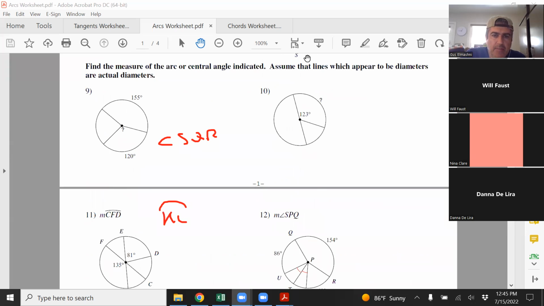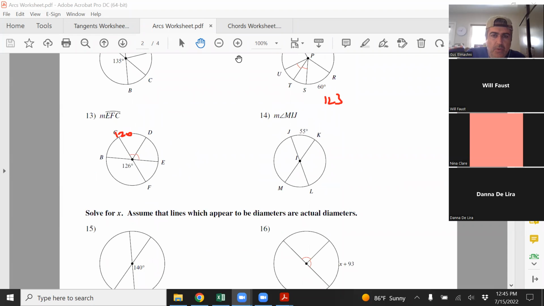Finding measures. Remember the central angle and the arc are the same, so that's 120. That's 123. Or if you want to find MIJ, if that's 55, that's 55. That's 125. So arc angle MIJ is 125.